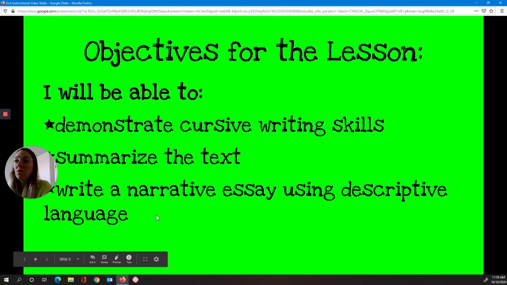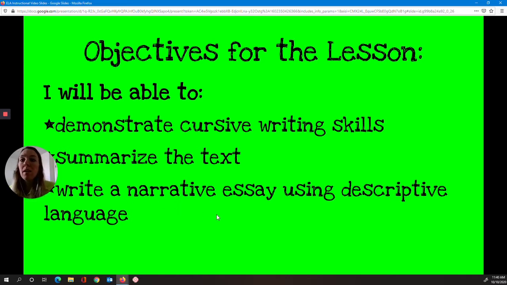So what are the objectives for this week? I will be able to demonstrate cursive writing skills, summarize the text, and write a narrative essay using descriptive language. So this week you're going to be using your interactive notebook to do some cursive during the lesson, and you'll be summarizing a text. We're going to read a text called Exploring North America, and you're going to be using a graphic organizer to help you outline your summary and then writing an actual summary for that text. And I'll show you that in a minute.